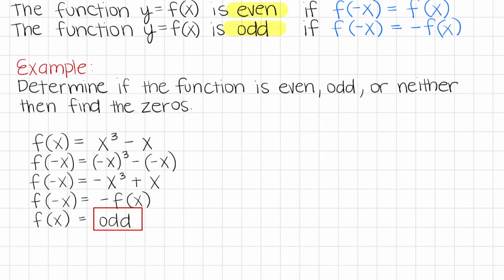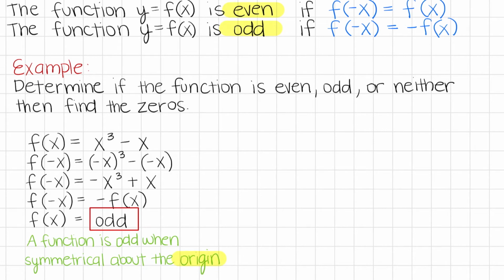So what does it mean when a function is odd? A function is odd when it is symmetrical about the origin. I'll show you later what that looks like so you can visualize it. Let's try one more example.